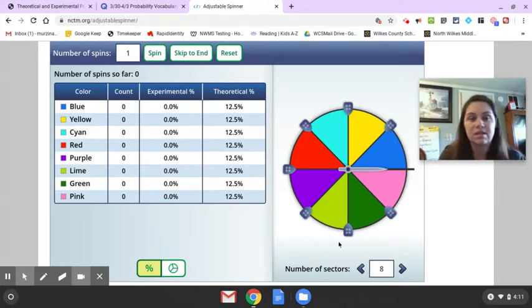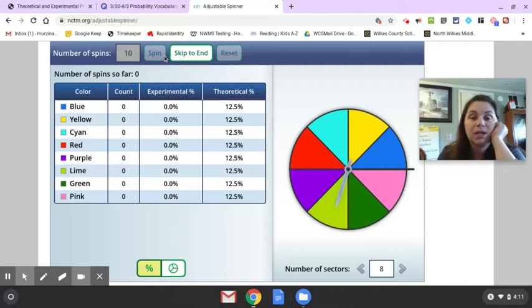So if we were to set this to 10 and spin it 10 times, you can spin it and it'll fill in the table here. It's going to give you your experimental probability and your theoretical. And you can sit and watch it.